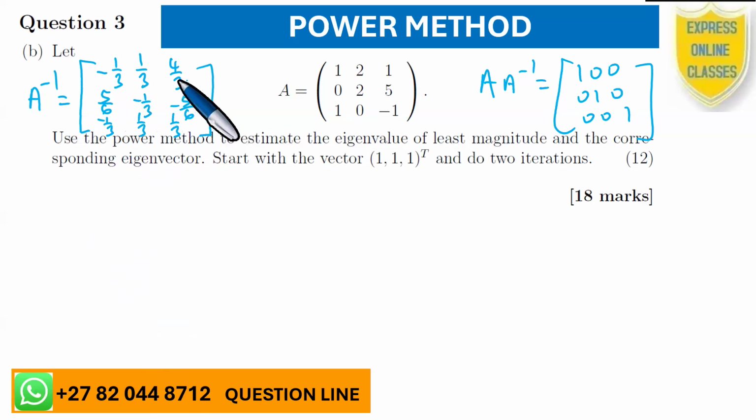Minus 1/3, 1/3, 4/3. 5 out of 6, minus 1/3, minus 5 out of 6. Minus 1/3, 1/3, 1/3. Good, so the inverse is correct. The inverse is super, super correct. Since the inverse is super correct, we would actually be in a position to get the following result.